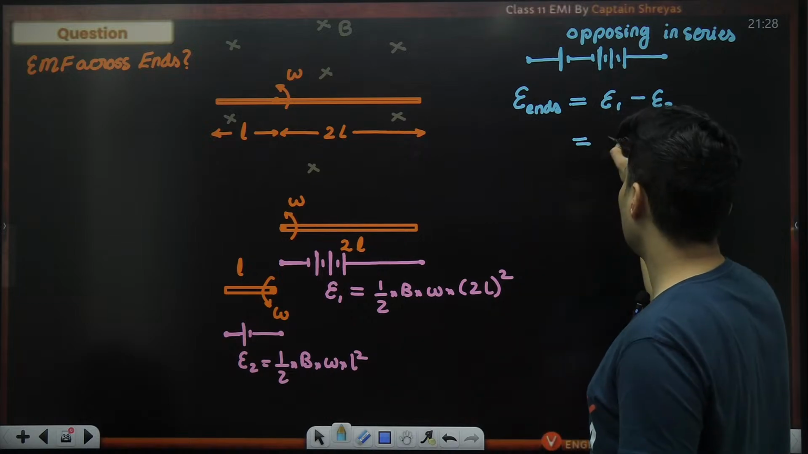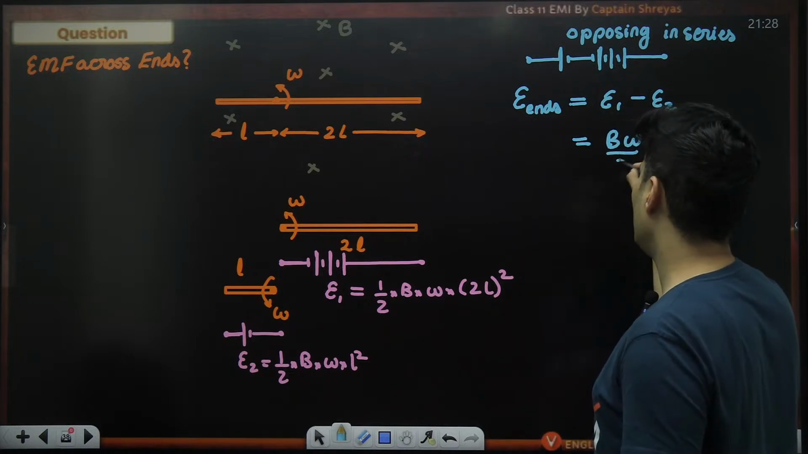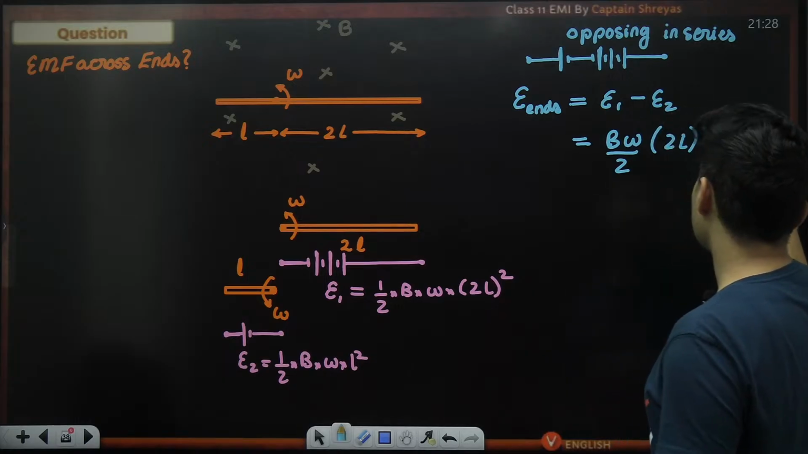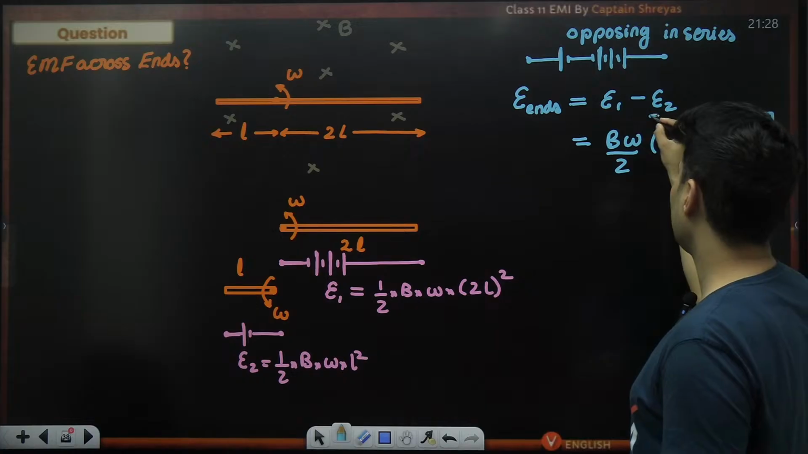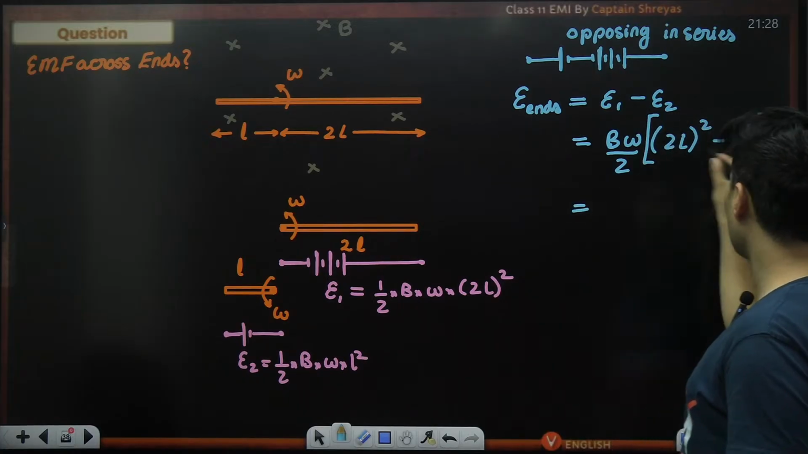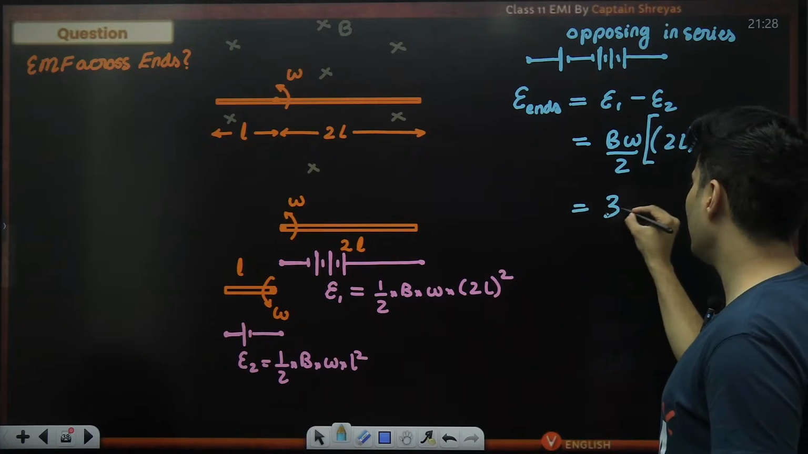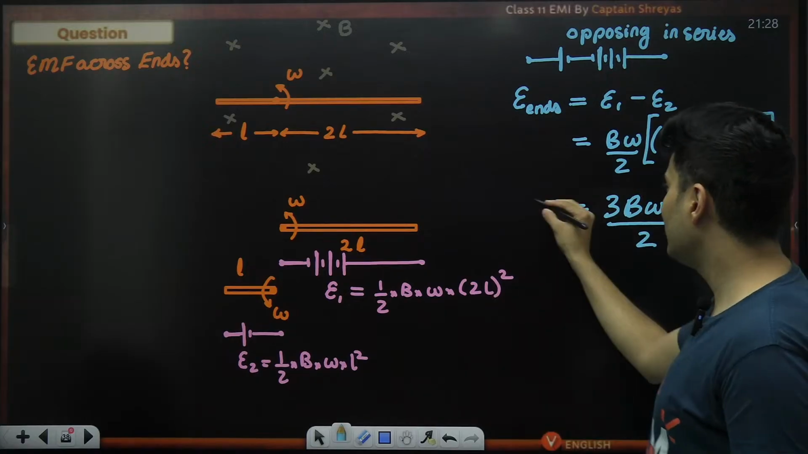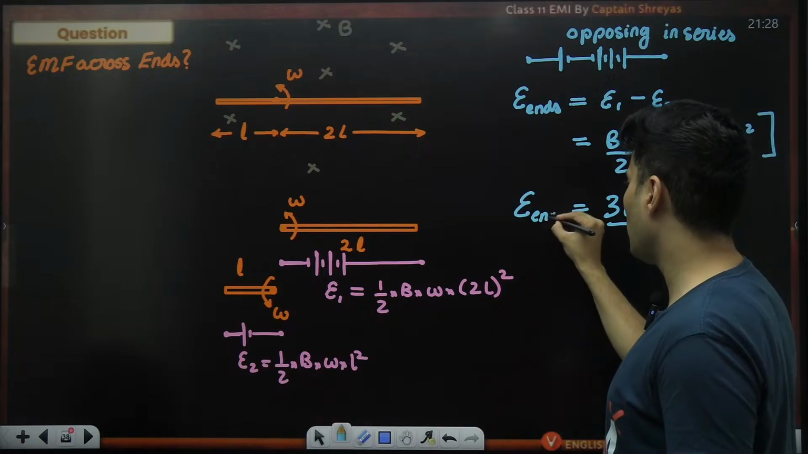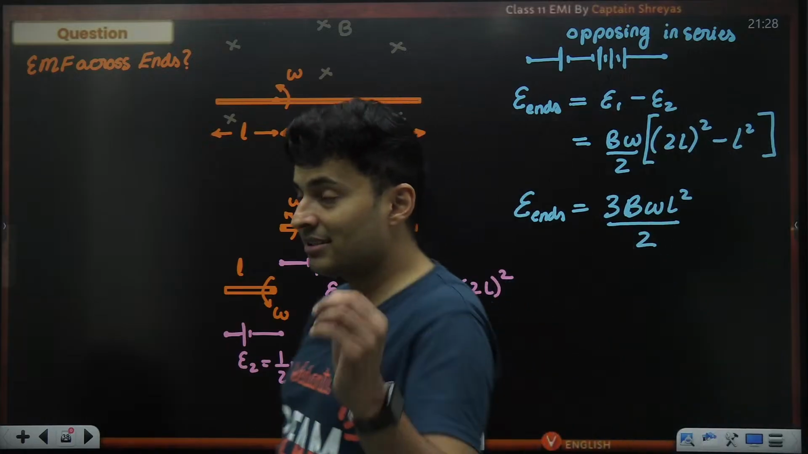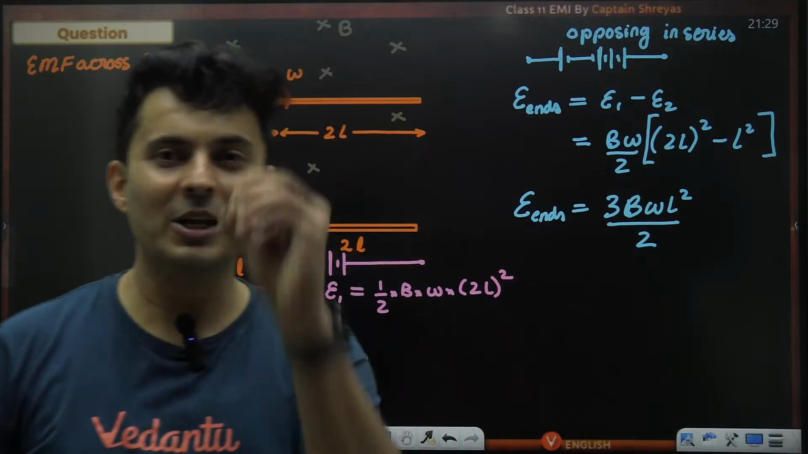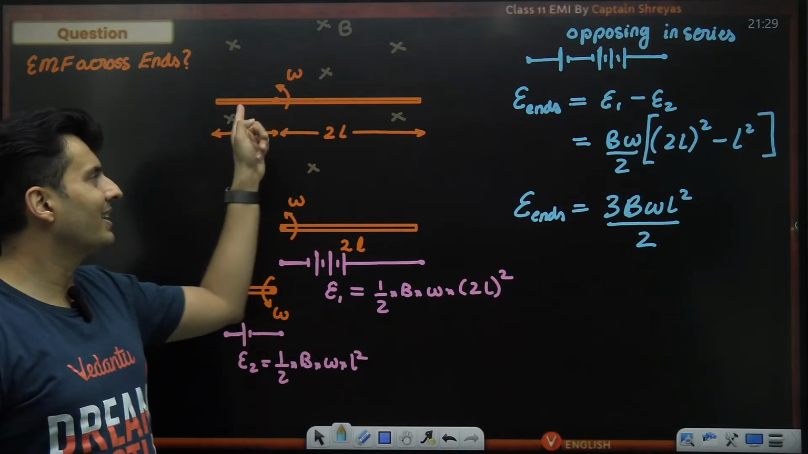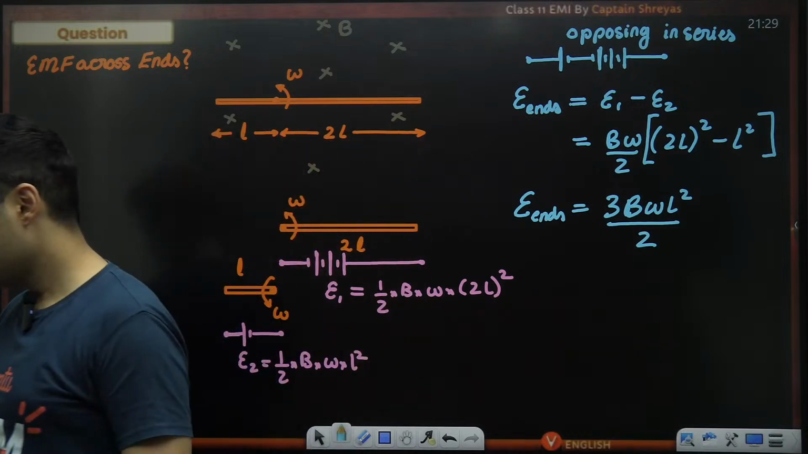So this will be nothing but B omega by 2 is there. You will have 2L square minus L square. That's what you will get. So 2 square is 4, 4 minus 1 is 3. So this will be 3B omega L square by 2. That is the net EMF across the ends of the rod. This kind of question can be one of the tricky questions asked in JEE because the rod is not pivoted at the end. It is pivoted somewhere in the middle. Is that okay?